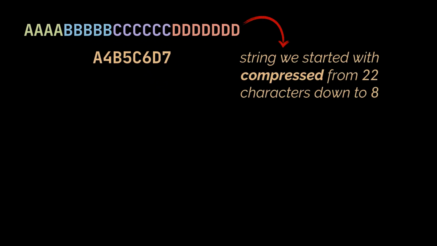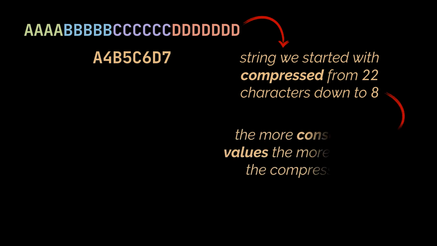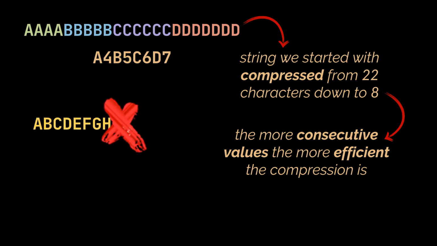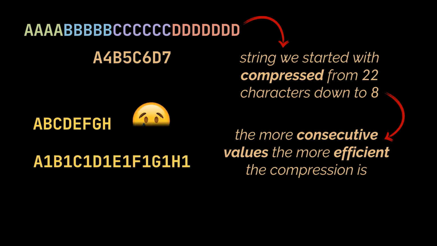See, by counting the occurrences, we were able to compress the string we started with from 22 characters down to just 8, which is 65% smaller. And this also means that the more consecutive values or characters in a row, the more space we save in the resulting compression. However, you may have noticed that this algorithm won't turn out to be useful on a sequence of data that frequently changes between values, such as the one you see in front of you. In fact, we could even increase the size of our data, since a single instance of a character results in 2 characters in the output of the encoding, i.e. an A becomes an A1.